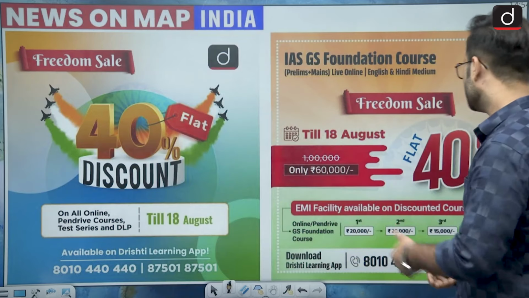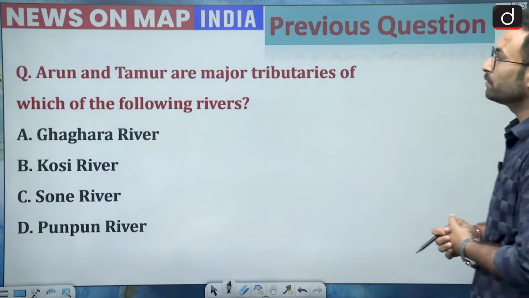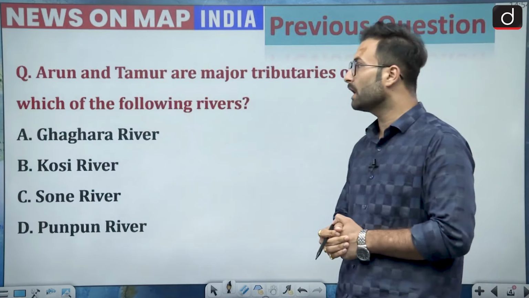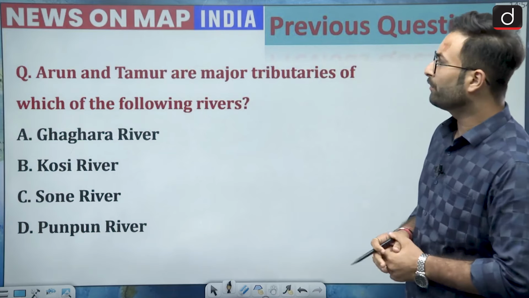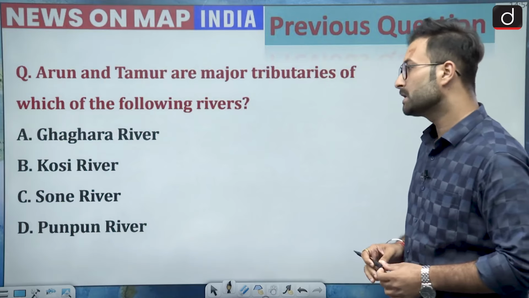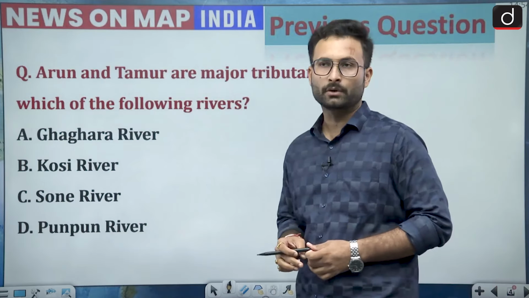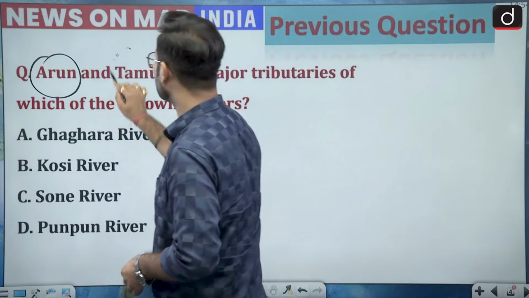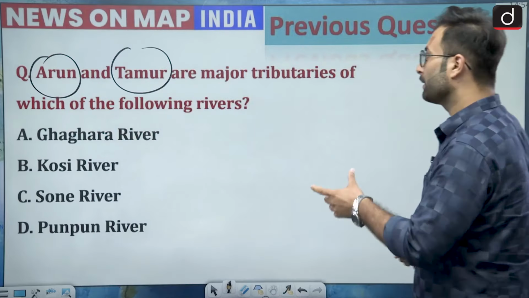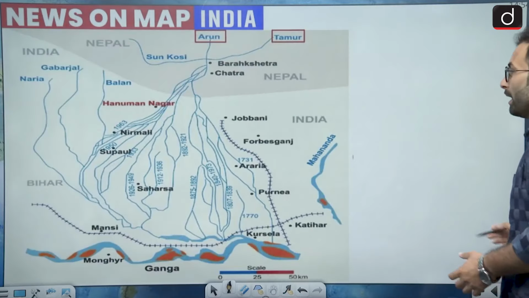Moving further, we'll be starting with the practice question which was given to you in the last session. The question was, the Arun and Tamur are major tributaries of which of the following rivers? Bhakra River, Kosi River, Son River, or Punpun River. Basically there are two streams, Arun and Tamur, that are being talked about over here. So let's see the map.